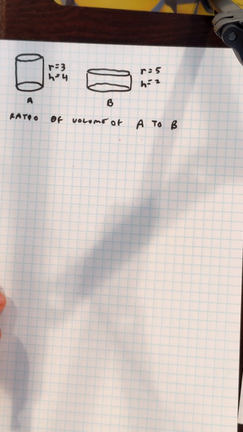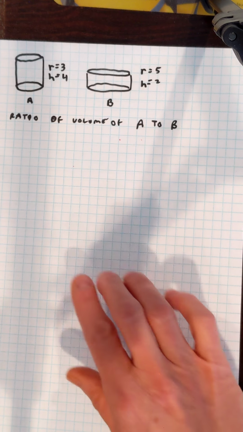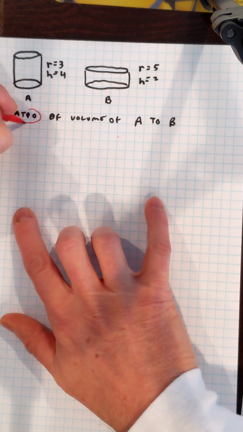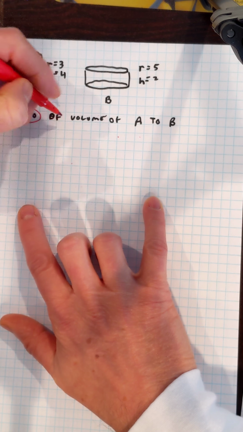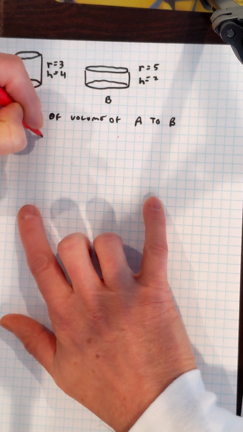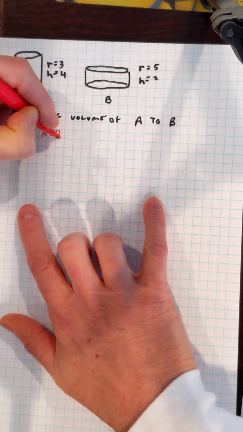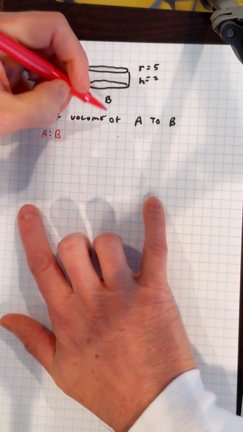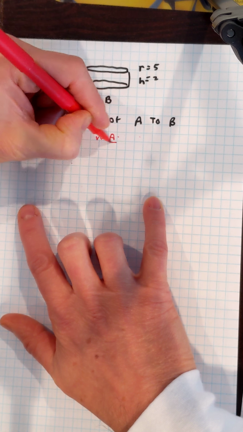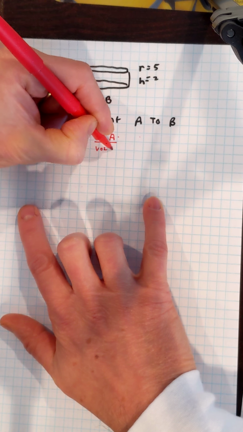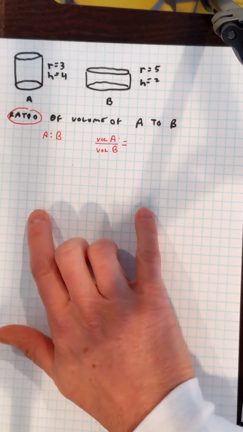The last one was this one. It says write the ratio, which is a fraction. You can either write it as A to B, but they don't want it in that form. What I saw was fractional form. So you want the volume of A over the volume of B. So that's what we're looking for.